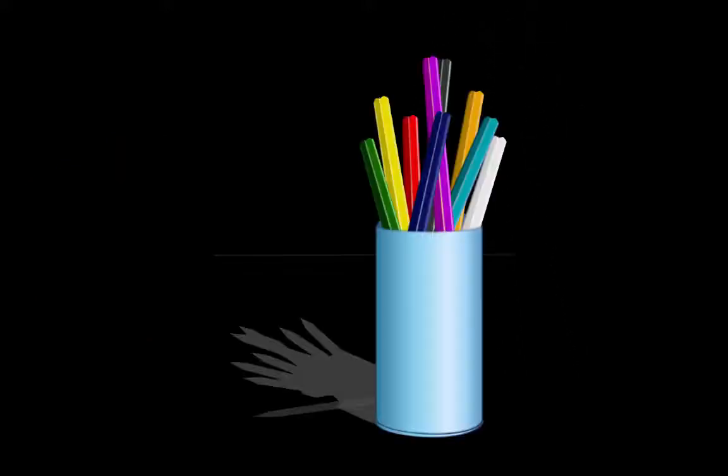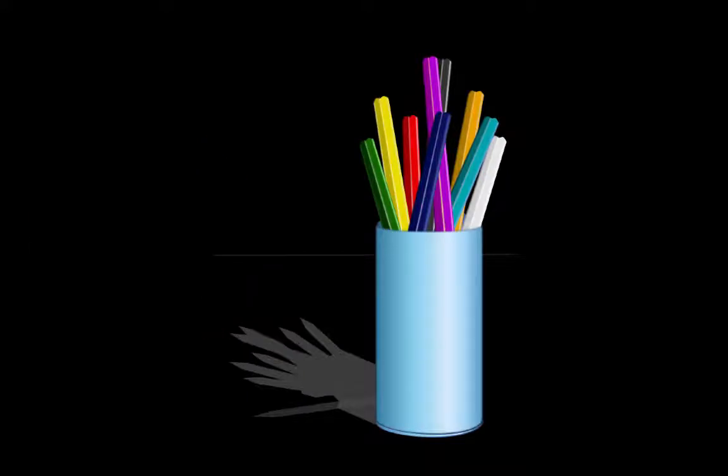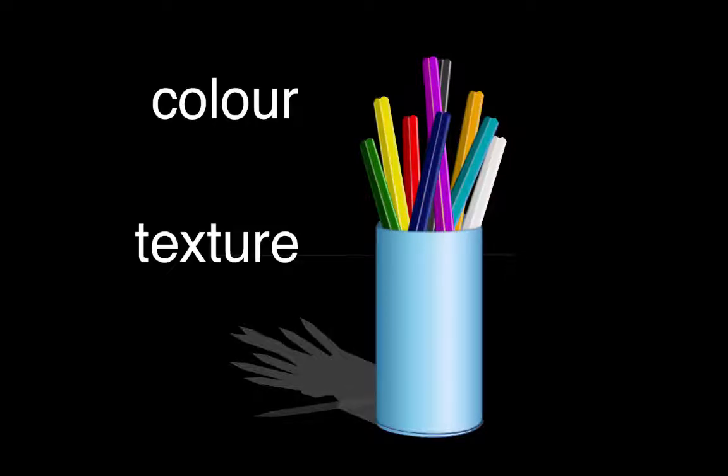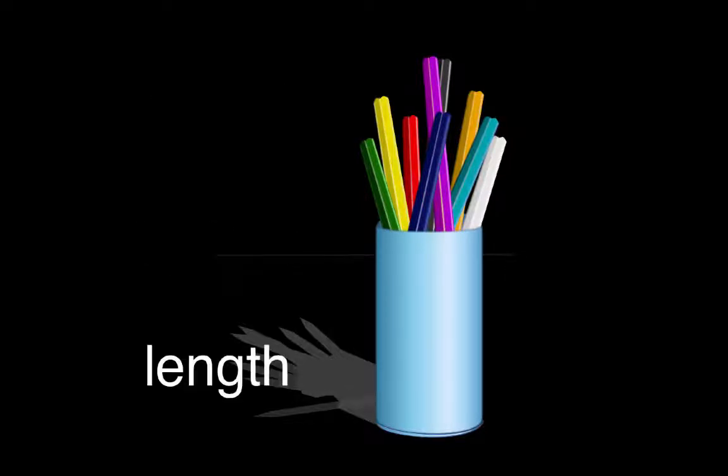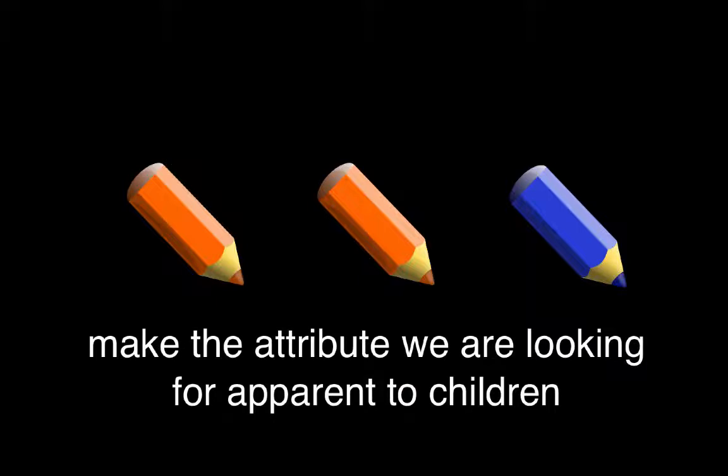When we give them a collection of objects, if we're looking for the length attribute, what we're doing now is something very different. So what we need to do is give them plenty of experiences whereby they can extract the particular attribute from the collection of objects they're looking for. So if there's a group of pencils there, they might look at the redness of the pencil, the texture of the pencil, and also the length of the pencil. So initially, what we have to do is reduce the amount of variation within a group so that the particular attribute that we're looking for becomes apparent to the student.